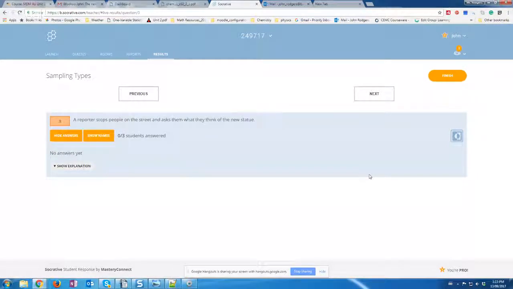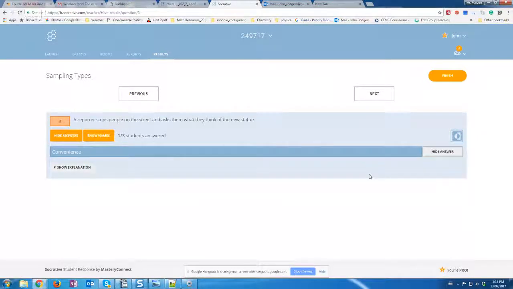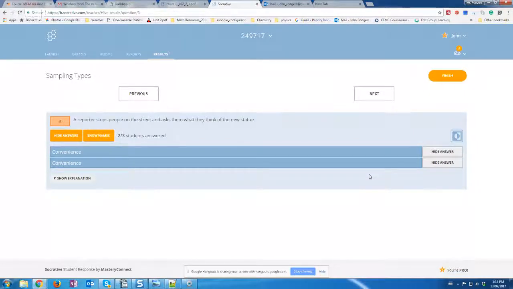Okay, a reporter stops people on the street and asks them what they think of the new statue. Notice I'm really careful not to say what kind of statue it is. So the reporter on the street stops people, asks them what they think of the statue, returns all the evidence back, says, guess what I found out about the statue today? Important stuff.